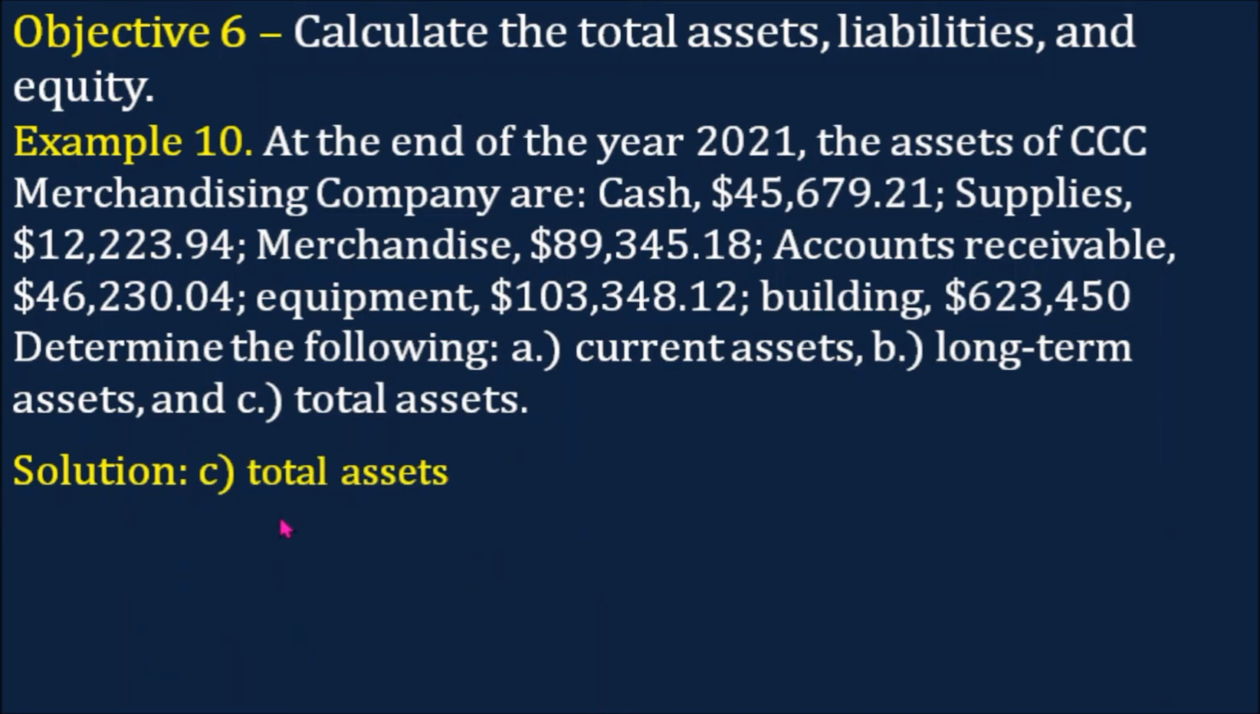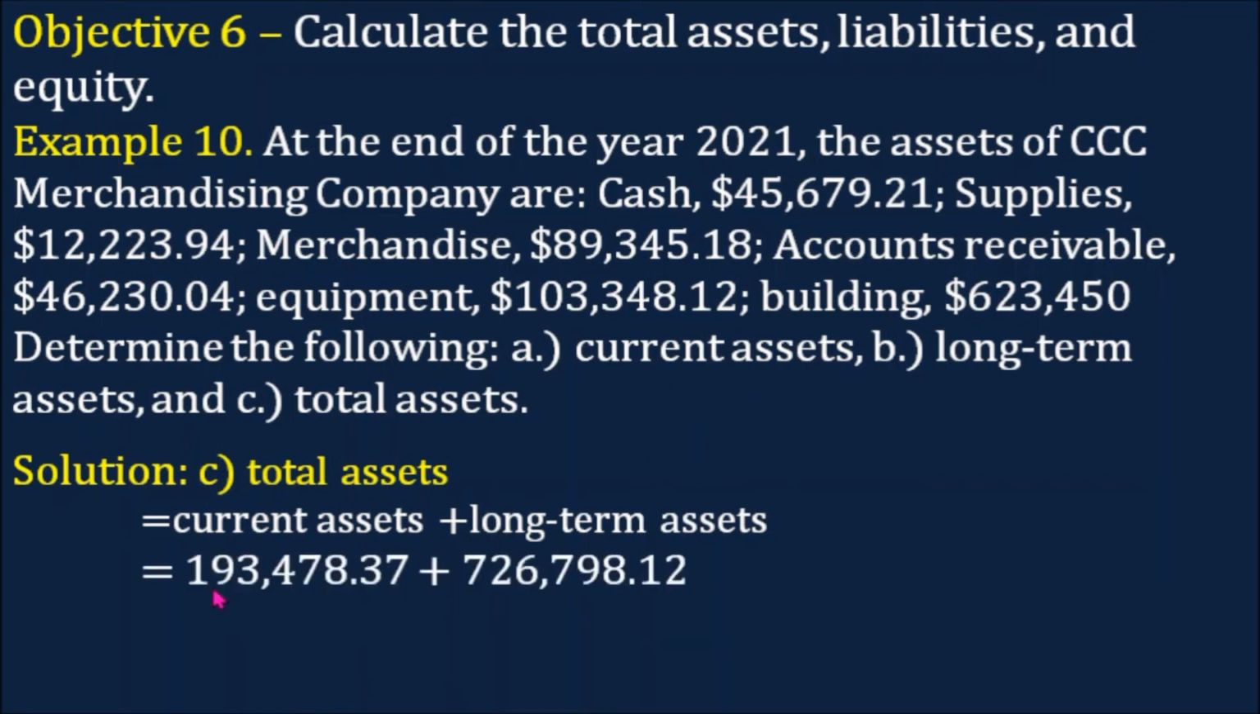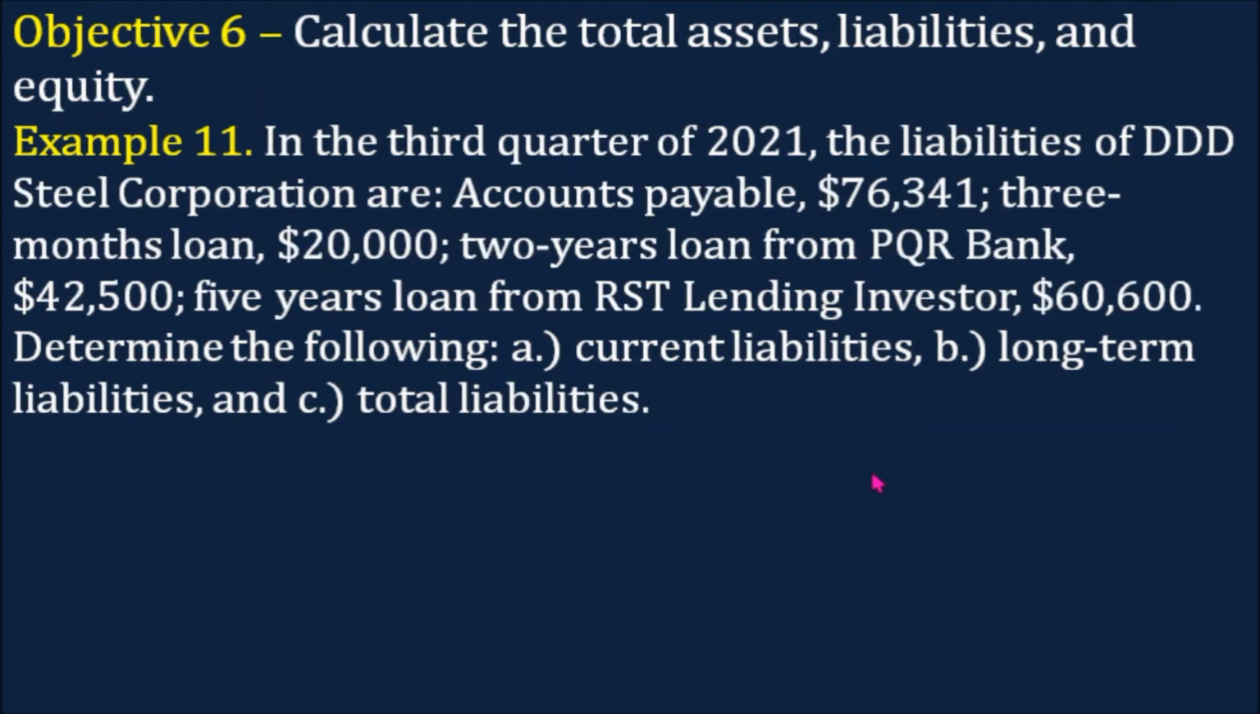Then for our total assets, it's the current assets plus the long-term assets. So we already found current assets, that was 193,478.37, and we also found the long-term assets, so that's 726,798.12. The sum of the two amounts is 920,276.49. So this is our total assets.